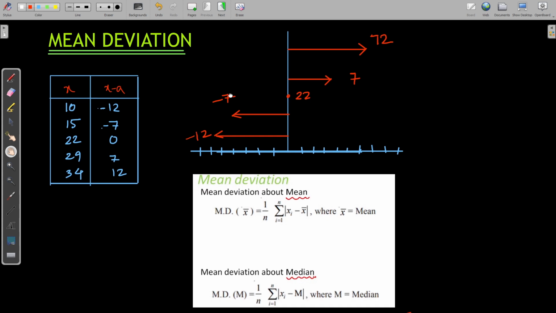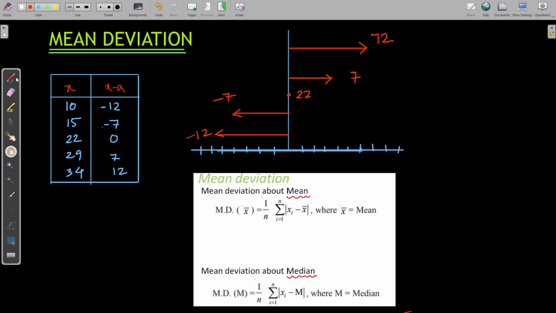The first thing is called the mean deviation. Now see here, I have another set of data. The values are given as 10, 15, 22, 29, and 34. Here the mean of this data is 22.